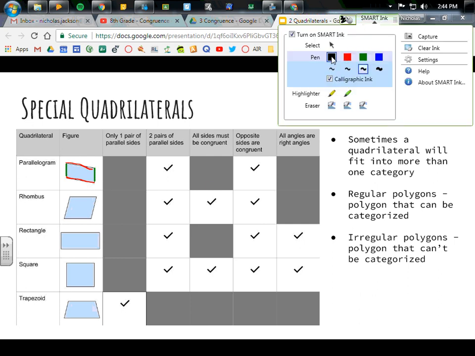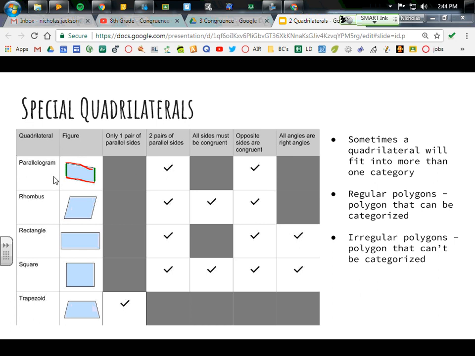All right. The next requirement that a parallelogram has to meet, that's a hard word to say, parallelogram, is that the opposite sides have to be congruent. So let's take a look. This side is congruent to this side, and that side is congruent to that side. All right, check. This shape meets both criteria for being a parallelogram.